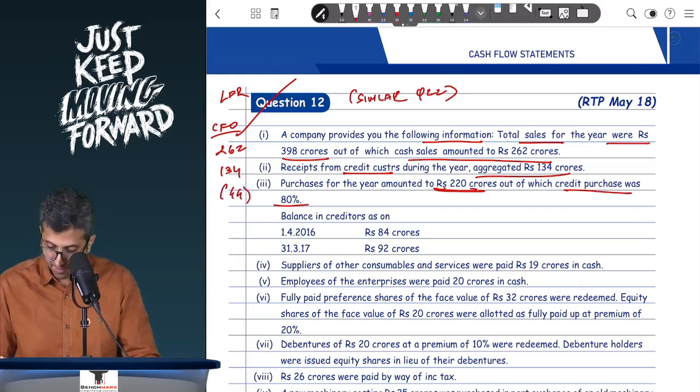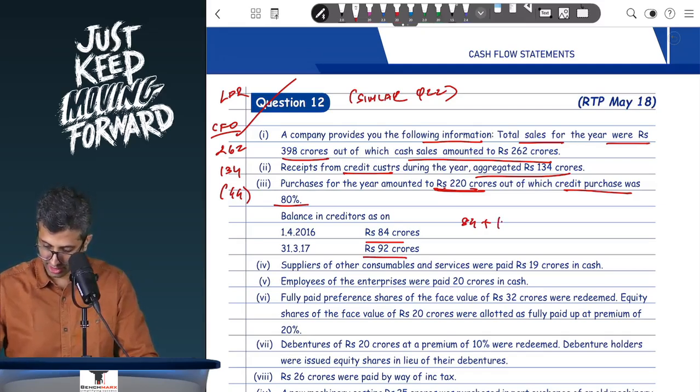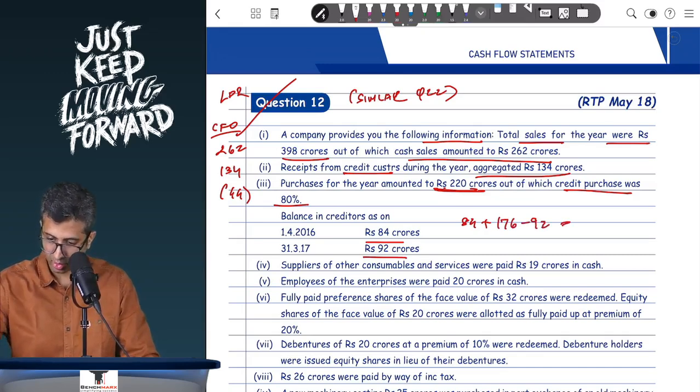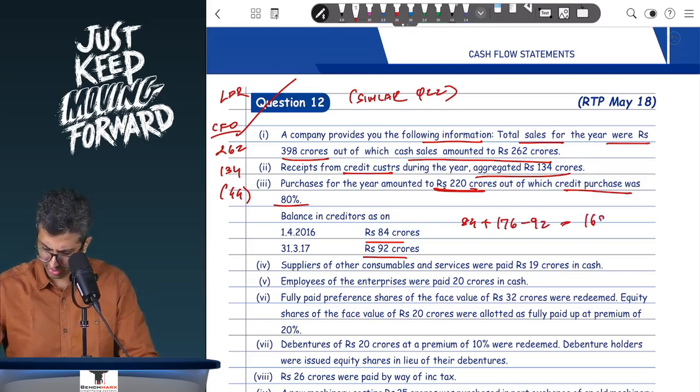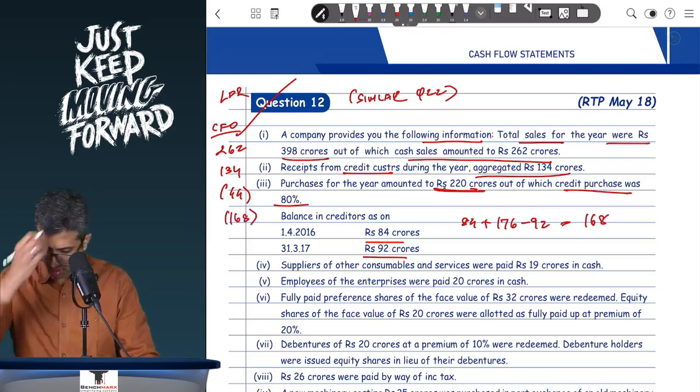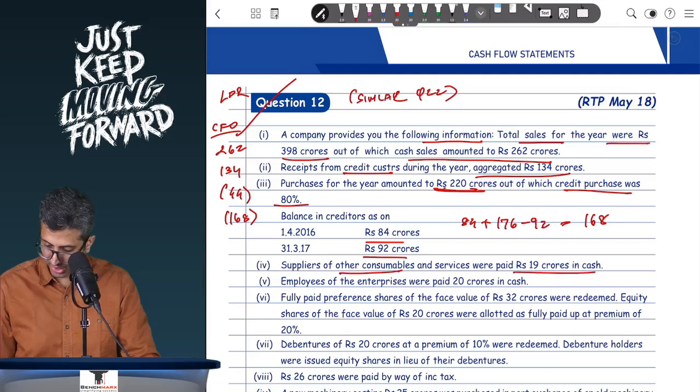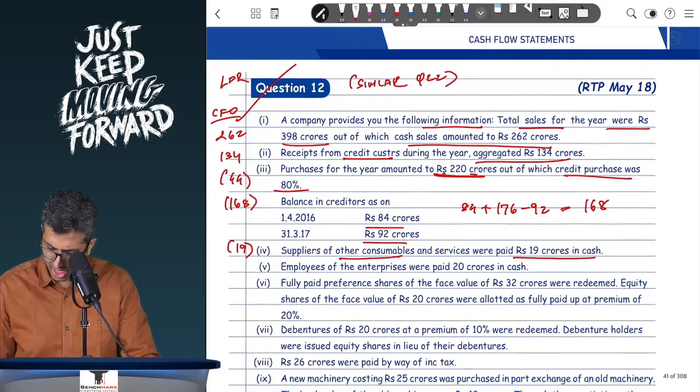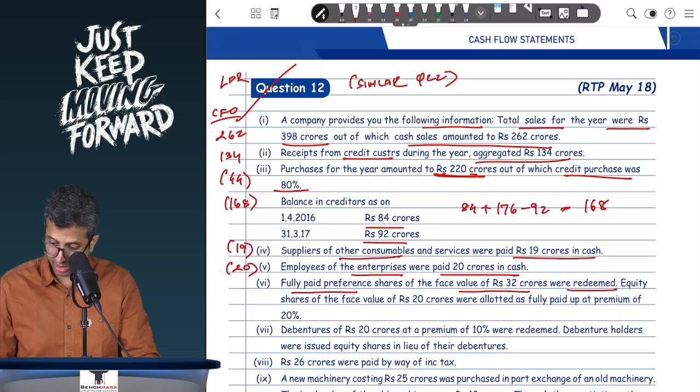Balance of creditors were, so you'll have opening plus 220 into 80%, 176 minus 92, 84 plus 176 minus 92 comes to what? Maybe 168. Suppliers of other consumables were paid 19 crores. Paid 19 crores. Khatam. Employees of the enterprises were paid 20 crores. Paid 20.